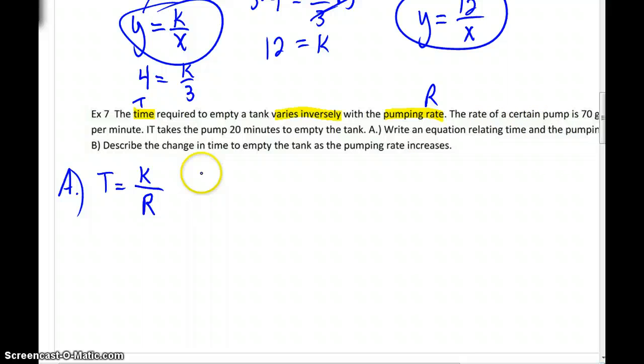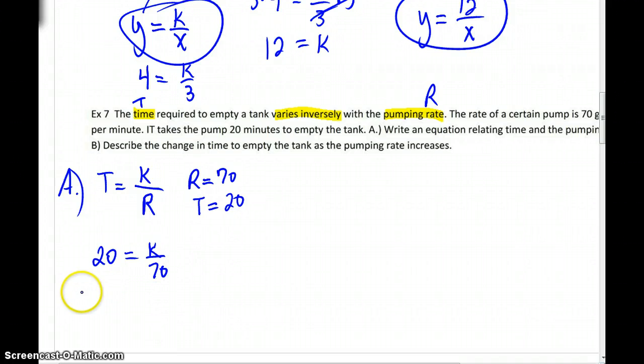The rate is 70 gallons per minute, so I could say r is equal to 70, and it takes the pump 20 minutes to empty the tank. That means t is equal to 20. Substitute t equals 20. Substitute your r is 70. Tell you what, let's multiply both sides by 70 very quickly.